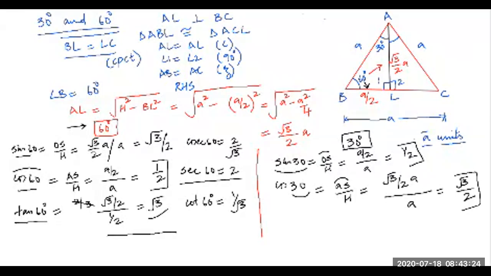See students, once you know sine 30 and cos 30, you can easily find out tan 30 also, which will be equal to sine 30 by cos 30. So it will be 1 by 2 divided by under root 3 by 2. So tan 30 is 1 by 2 by under root 3 by 2. 2 cancels with 2. So it will be 1 by root 3.